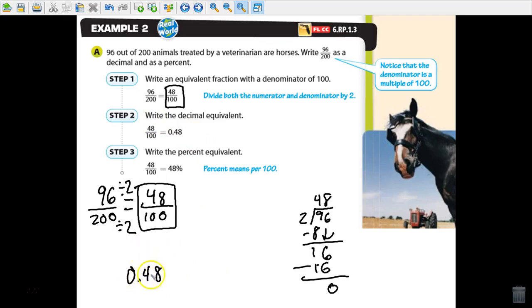And then if we want to make a percent from a decimal, we move the decimal point to the right twice. So we would have 48%. All right. So we get 48 over 100, 0.48, and 48%.